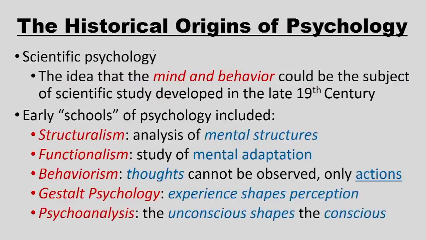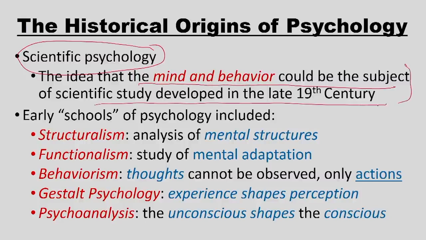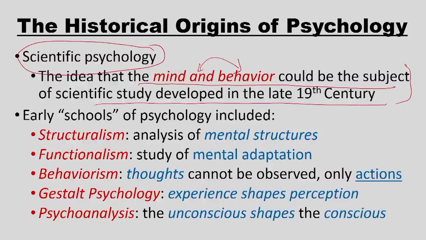The other debate was about whether psychology is a science. As I said, psychology was developed as a scientific science. So, what is the science about it? Now, the idea that the mind and behavior could be the subject of scientific study developed in the 19th century. In the 18th century, it was all about consciousness, about studying the soul and so forth. But there was no way to study the soul, or what the soul was doing. And so, the idea of studying the mind and behavior, the mind as a projection of the soul and the manifestation of the mind in behavior, developed in the 19th century.